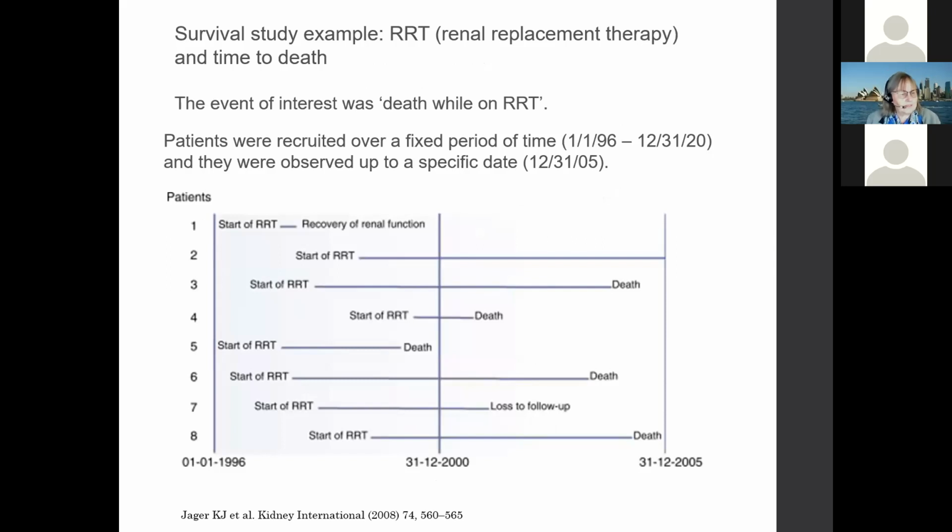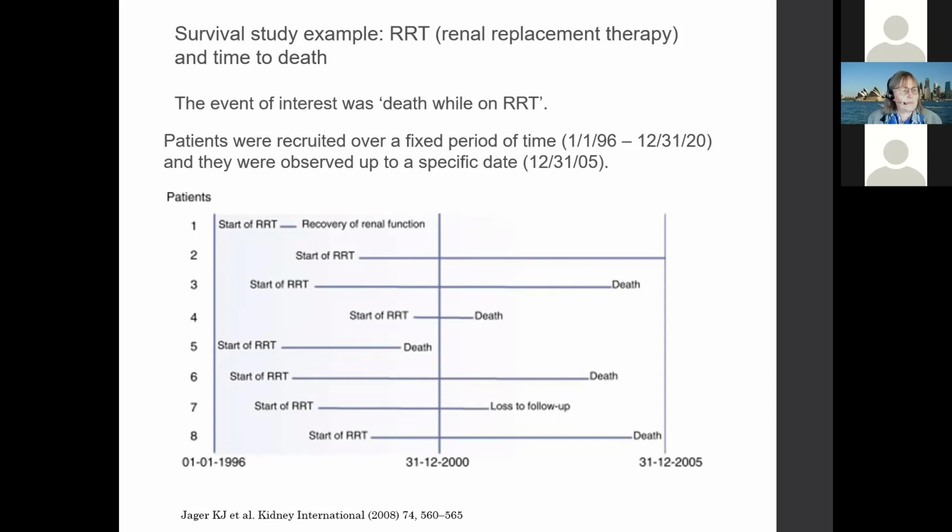Here's an example. This is from a British publication. That's why the date formats are a little bit different from ours, but they were looking at renal replacement therapy for people who go into kidney failure. I'm not quite sure of the exact type of treatment, but they wanted to map the time of death after people started on this therapy. So they started with a very defined study period of 10 years, from the 1st of January 96 until the end of 2005.